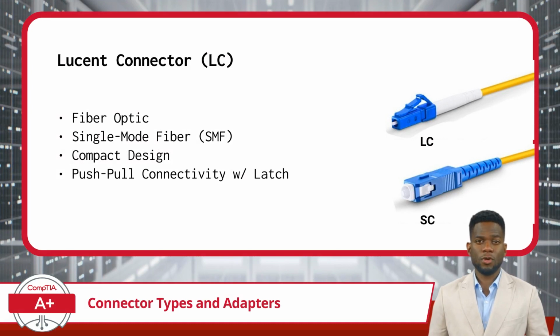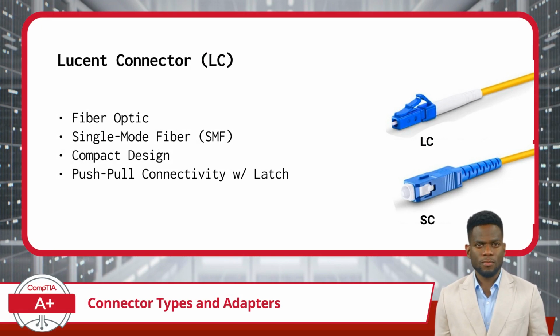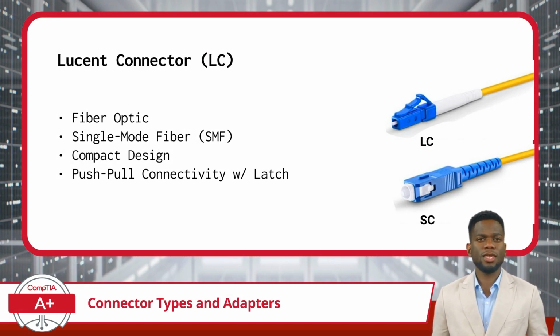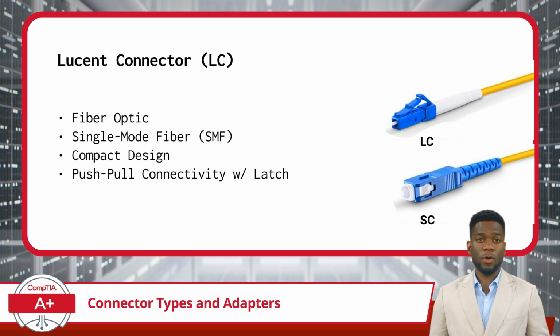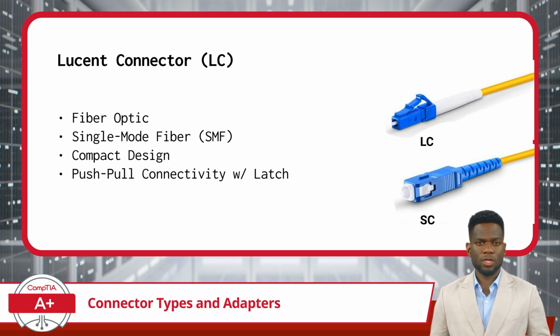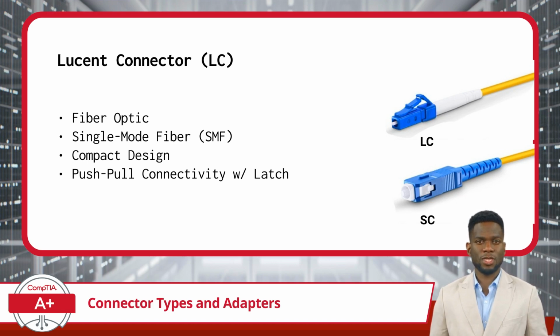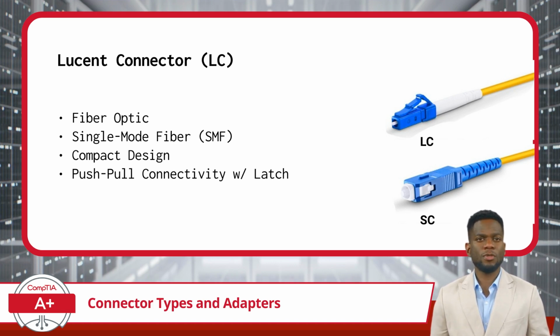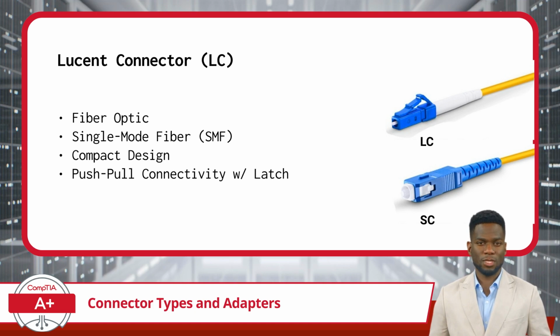The LC, or Lucent connector, is found in more modern fiber optic networks, particularly in setups utilizing single-mode fiber for high-speed and long-distance transmissions. With its compact and versatile design, the LC connector offers a reliable solution for interconnecting networking equipment in various environments, ranging from telecommunications and data centers to enterprise networks. Its small form factor and push-pull latch mechanism make it well-suited for high-density installations where space is limited.